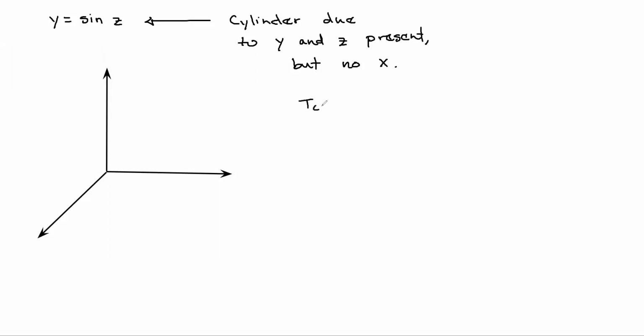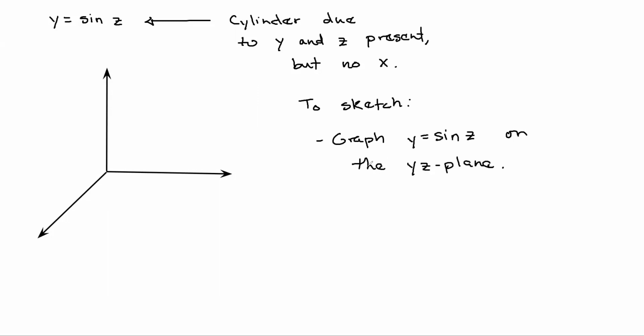And again, to go through and sketch, we first want to go through and graph y equals sine z on the yz plane. And then when we're done, we will extend in the x direction. Okay, so how do we go through and graph y equals sine z?